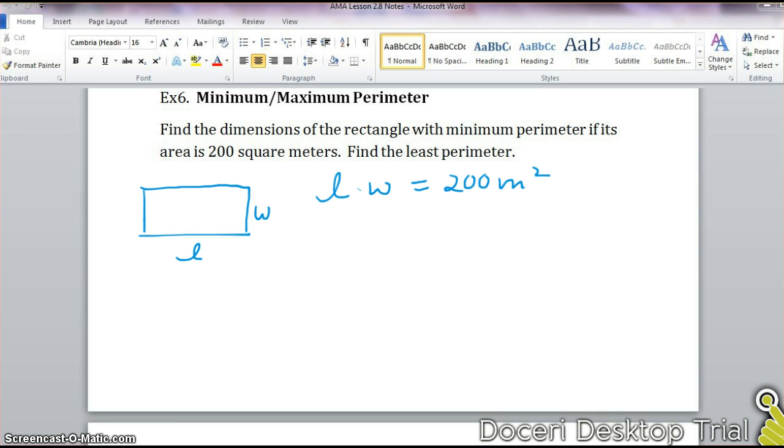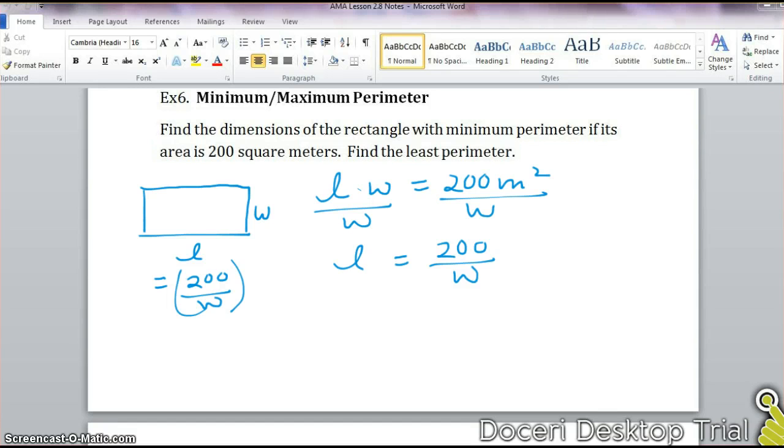And what I can do is, because I'm wanting to look at the perimeter, and in order to do this problem, I need to be in one variable. I'm going to divide by the width and get length is 200 over the width, and then that allows me to replace the length in the problem with 200 over W. So now I have the length and the width in one variable.